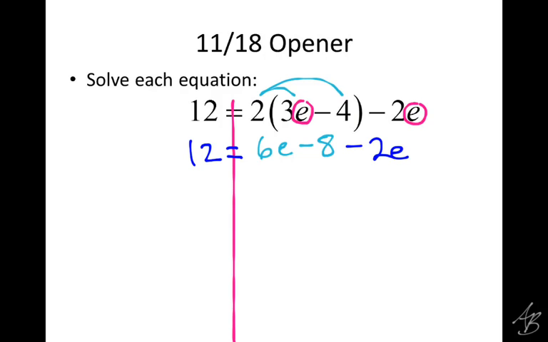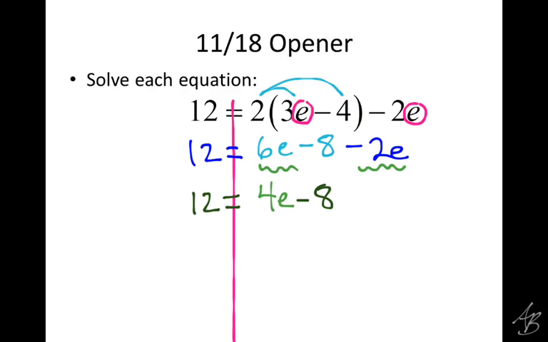Alright, then what? Should I get rid of that minus 8 now to get the e by itself? No. Not yet, because we still have the e in two different places, so we need to do what? Combine the like terms, exactly. So we're going to combine that 6e and the negative 2e. What is 6e minus 2e? 4e. And then all that stuff that can't combine, just going to bring it down. So we've got our minus 8 there, equal sign on the line, and 12 over here.